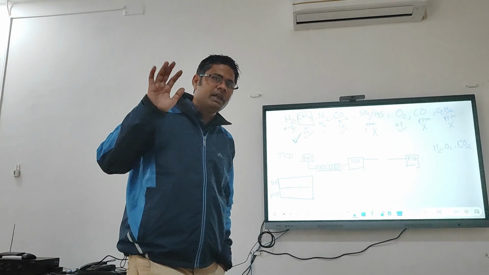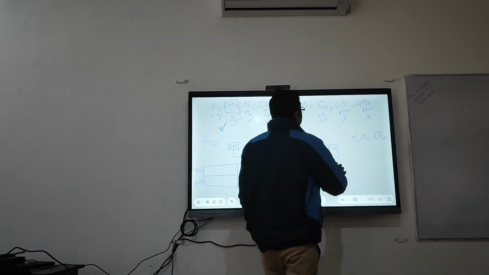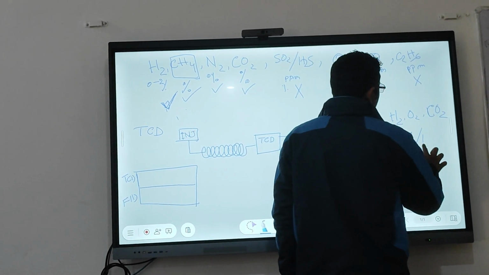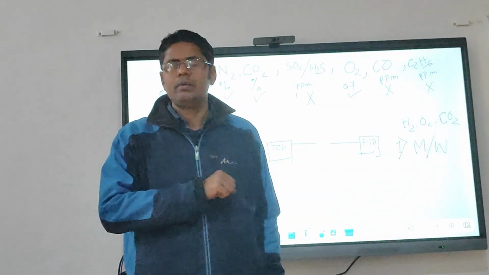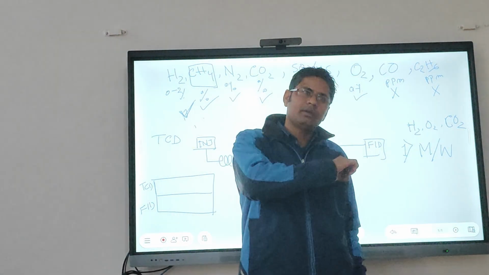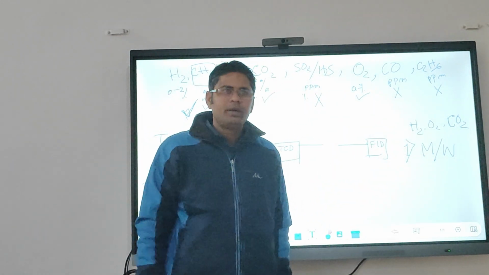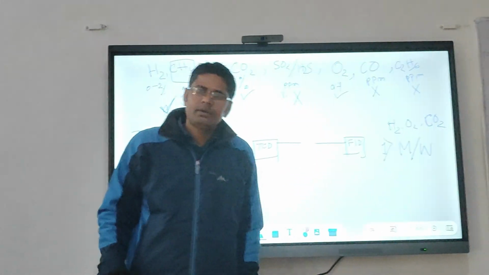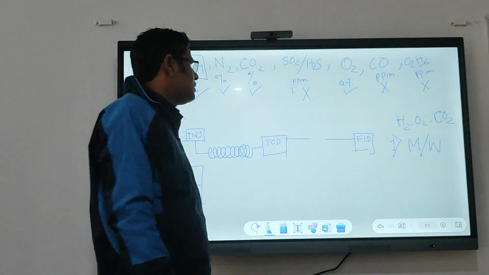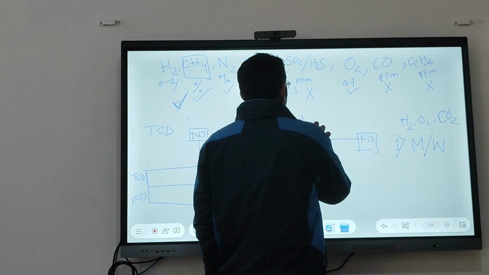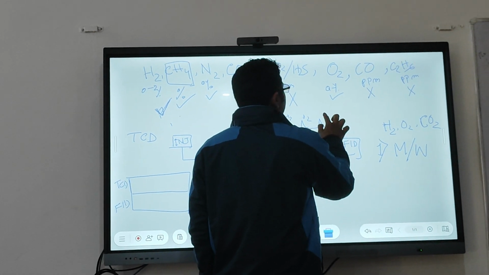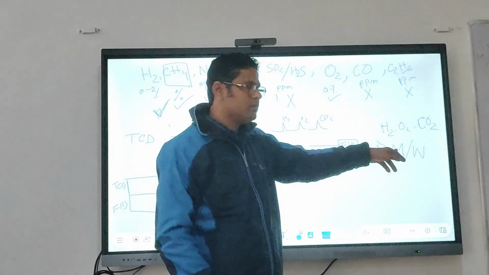So there are three things involved. Number one, molecular weight. The elution order depends on molecular weight. Among three components, hydrogen's molecular weight is less compared to the other two components. So the lower molecular weight will come first, and higher molecular weight will come later, last. So the hydrogen peak will come first, and then O2, and then CO2. Everything by molecular weight.